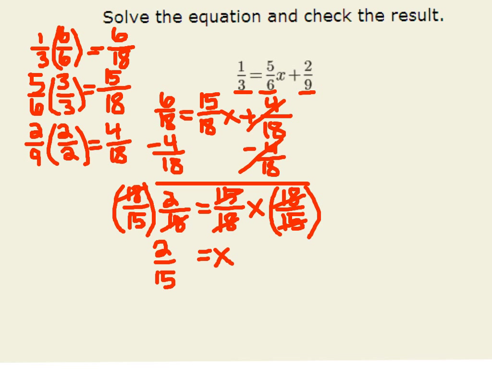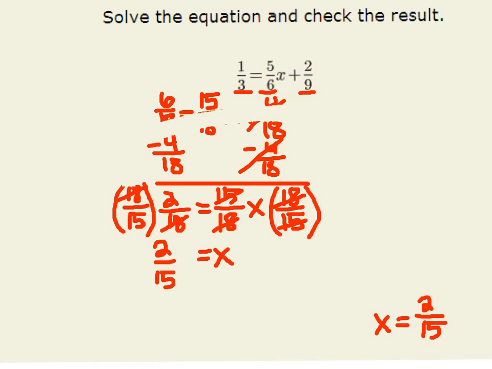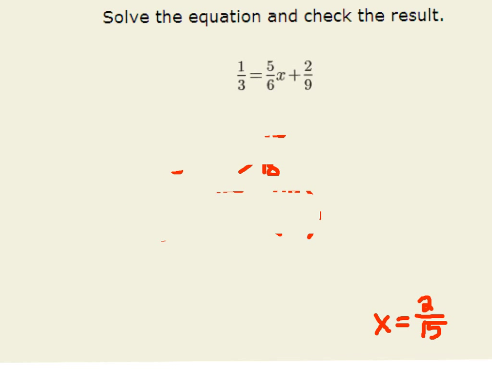So we solved our equation for x, and I'm going to write the solution down here. We got x equals 2/15. Now, the second part of the equation is to check the result. And in order to check the result, everywhere we see x, we're going to put in our answer we got, which was 2/15, and then see if it all maintains the equality and checks out.